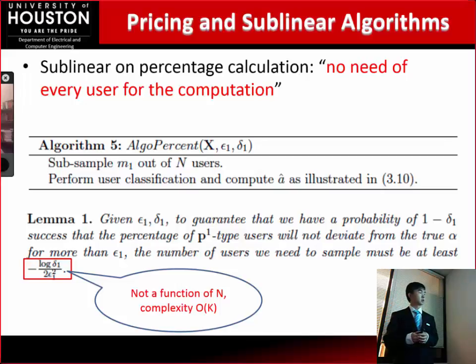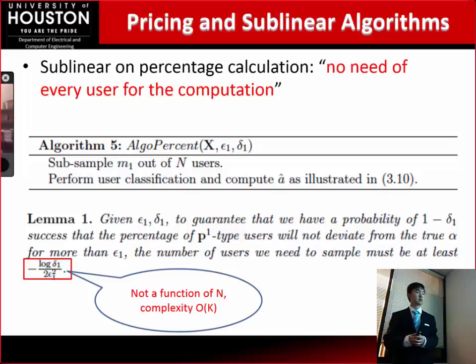Under this assumption, if we specify we want our algorithm to be bounded within this error bound epsilon 1 and this given confidence parameter delta 1, then the number of users we need to sample must be at least this large. So as long as we set the number of sampled users greater than this, our algorithm quality will be guaranteed by these two parameters. It is worthwhile to note that this subsample number is not a function of n. So it's a constant once we're given the quality parameters of the algorithm. So its complexity is a constant. So this is a great achievement.